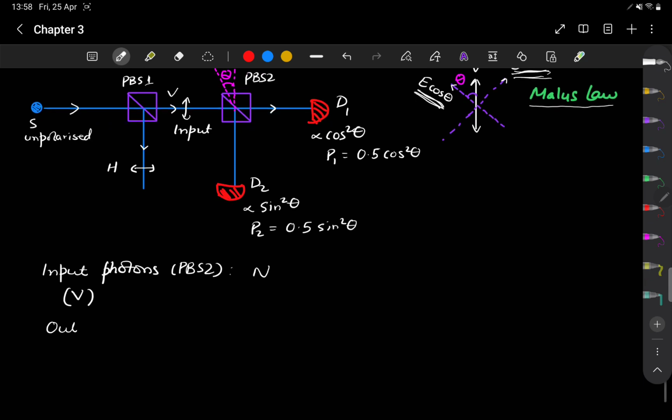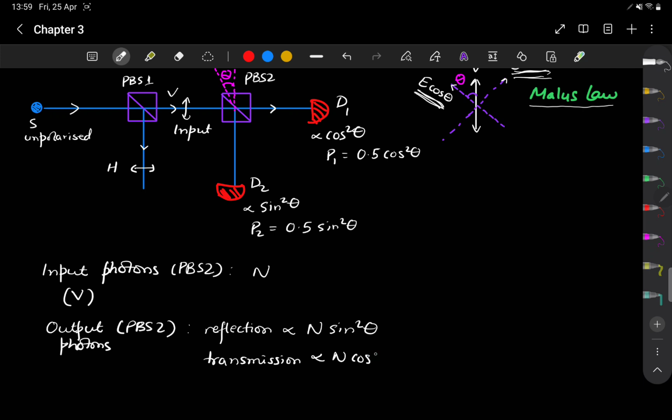Then the output at PBS2 in the case of reflection is proportional to, first I'll write proportional because I have not taken into account the 50-50 splitting. So this is proportional to n sin squared theta, the number of output photons, and at transmission the number of output photons is proportional to n cos squared theta.